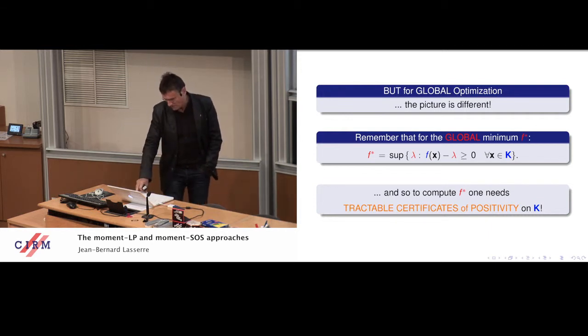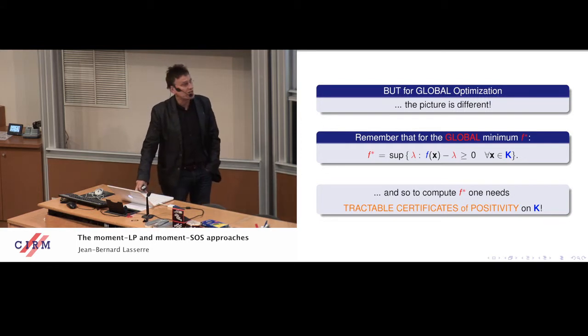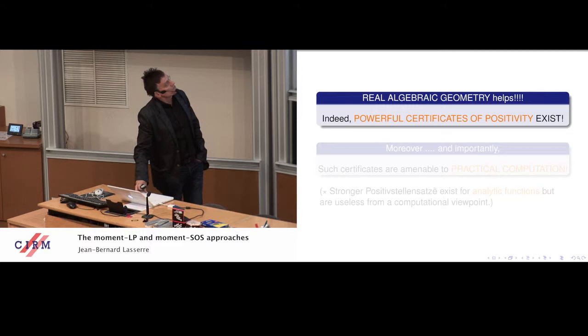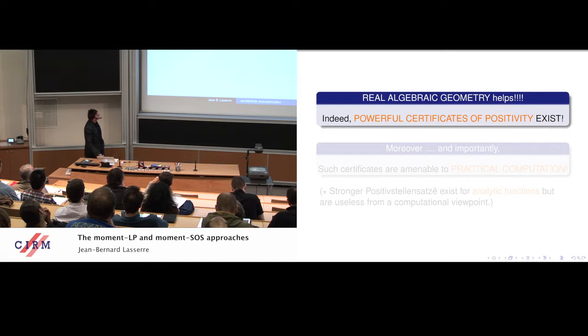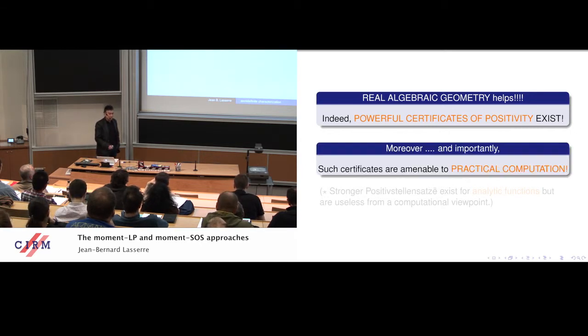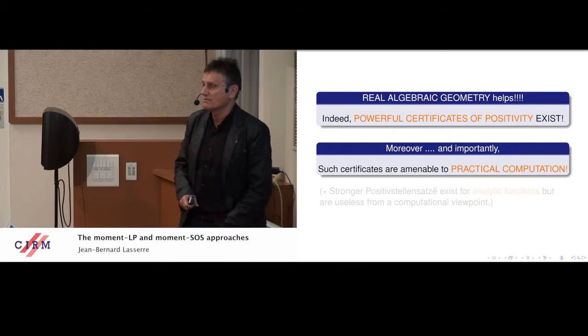And the message is that if you are restricted to the case where f is a polynomial and K is a compact basic semi-algebraic set, then you can do something more than in the general case. And in fact, in this framework, real algebraic geometry helps, because you indeed can provide powerful certificates of positivity that exist. But not only that, and even more importantly, maybe, such certificates are amenable to practical computation.